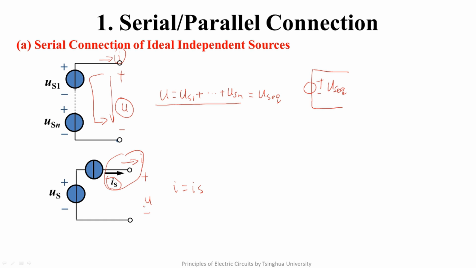Of course, the voltage is determined by the external circuit. If we know the voltage from the external circuit, in this subcircuit, we can calculate the voltage across the current source by KVL. So for this subcircuit, I equals IS is the only equation we can write out. That is to say, the subcircuit can be equivalent to this.